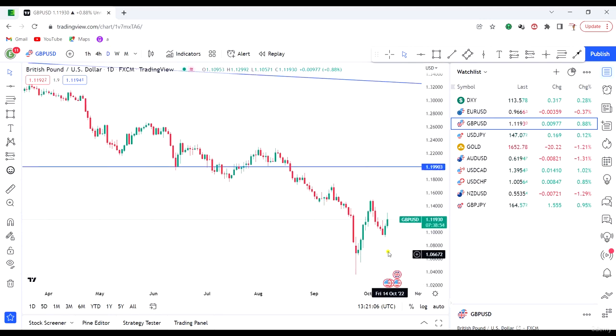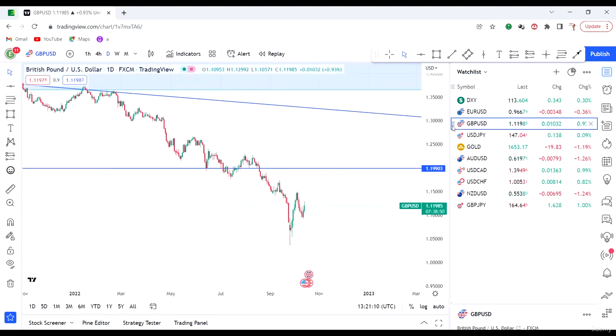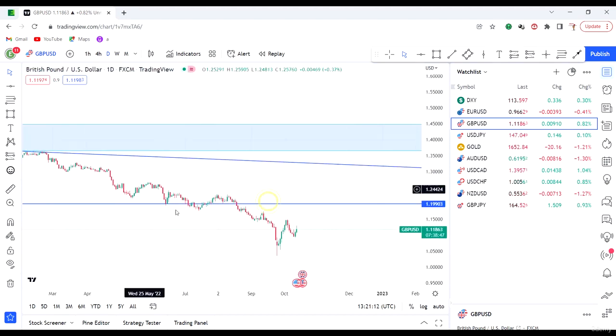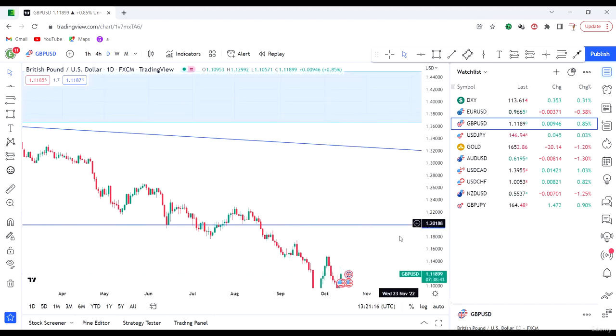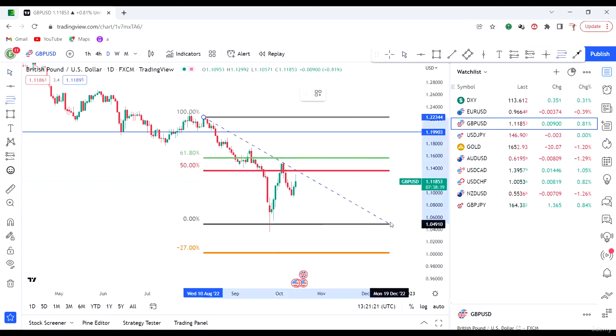It can keep going low. It can continue selling. But that's the bigger picture right now. So what we'll do here is to just wait for the market. Let's have this and see.